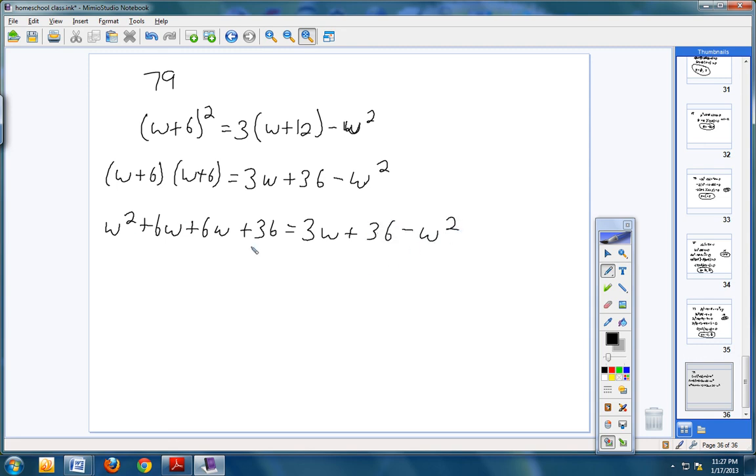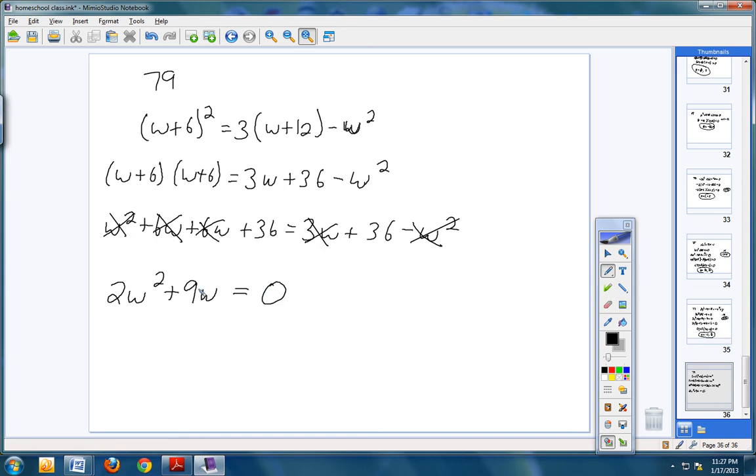And then, of course, you want to get one side equal to 0. So I would bring the w squared over negative and make it positive. That's 2w squared. So I'm going to cross those off. I'm done with those two terms. Let's see, I've got a 6w and a 6w. That's a 12w. Bring the 3 over and make it a -3, and that would be a positive 9w. So I'm done with that, I'm done with that, and I'm done with that. And then bring the 36 over and make it a -36, and that gives you 0. It cancels out, so you're left with just that.